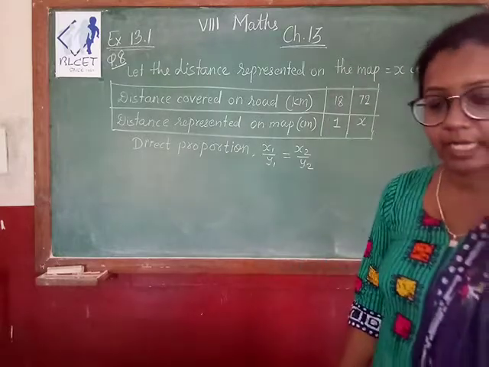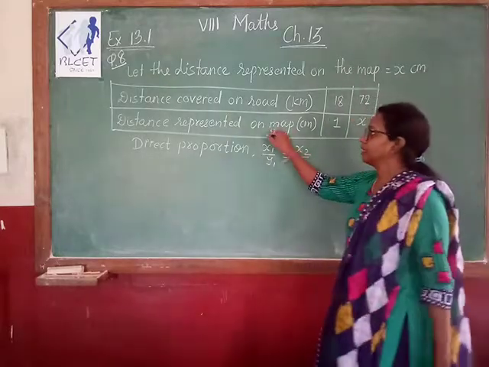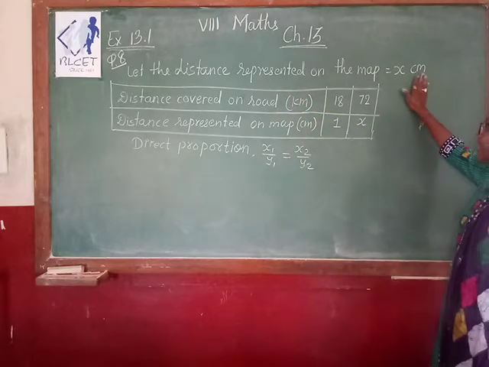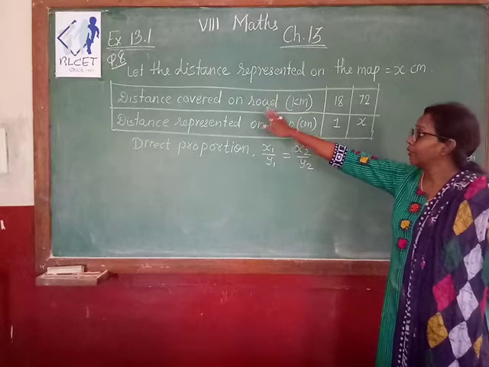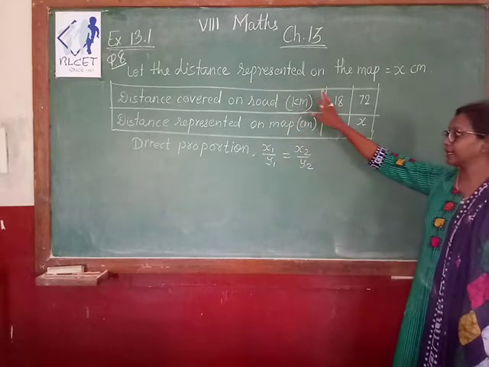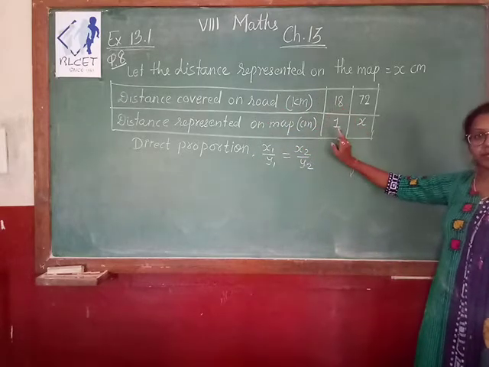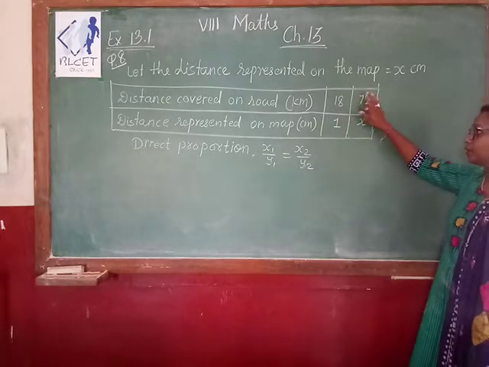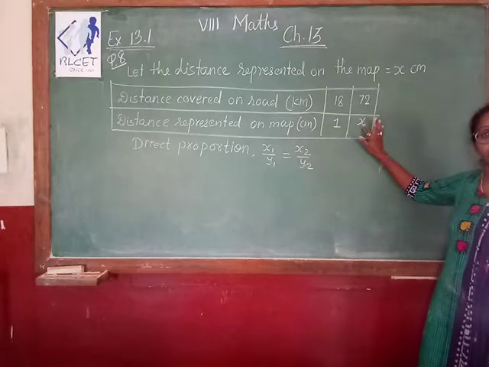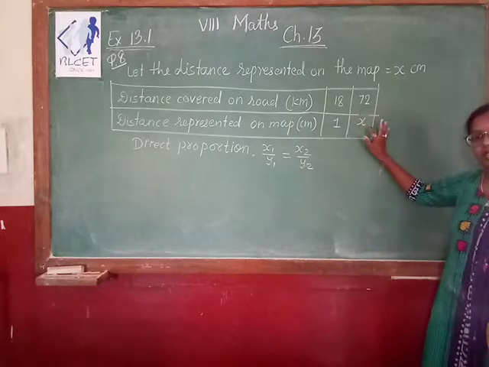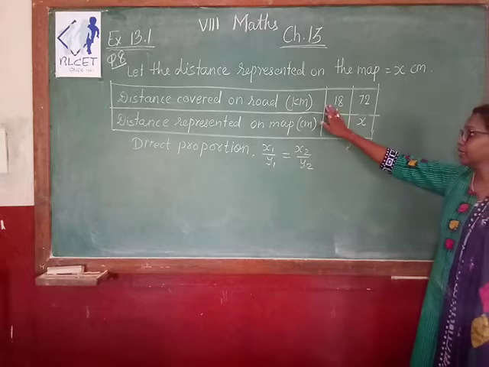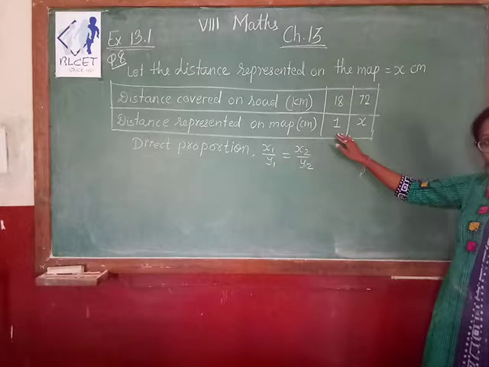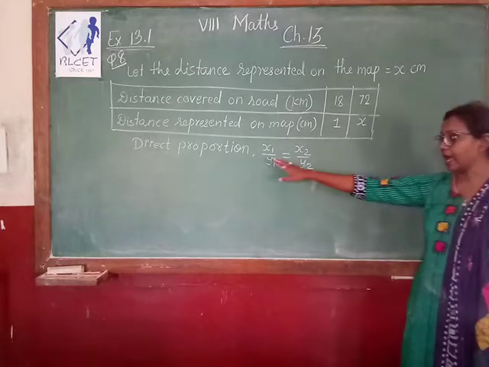Whatever information is given, I have written in the form of a table. What we have to find is the distance represented on the map, which you can consider as x. The distance covered on the road is in kilometers: for 18 kilometers, the distance represented on the map is 1 centimeter. Now, for 72 kilometers, we have to find the distance represented on the map, that is x. If the distance covered on the road increases, the distance represented on the map will also increase. So it is in direct proportion.